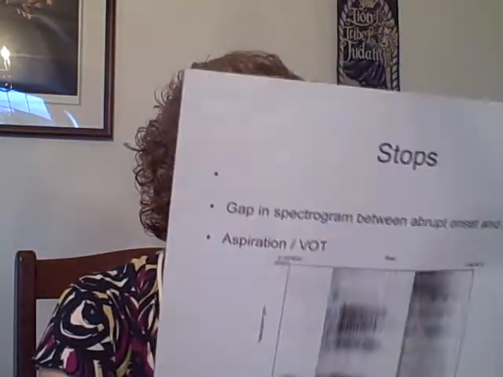So stops: there's a gap in the spectrogram between the abrupt onset and then the release, which is measured as the aspiration. Another thing we're going to talk about is voice onset time. If you have a stop and then a vowel following it, like pa, the air stops and you're going to see a gap, and then you're going to see where the vowel starts. There's a little bit of time between when you release that sound and when your voice actually turns on, and we call that voice onset time.